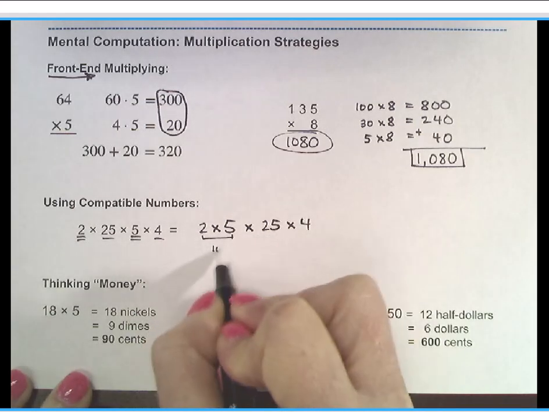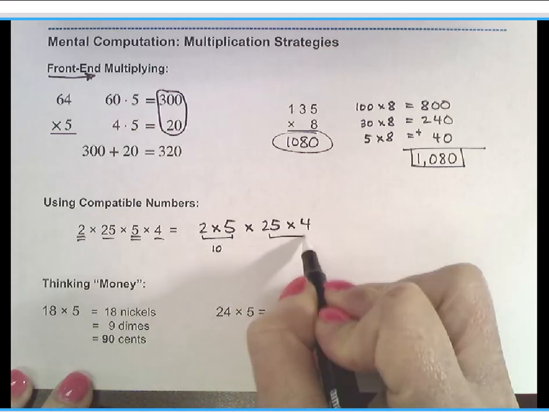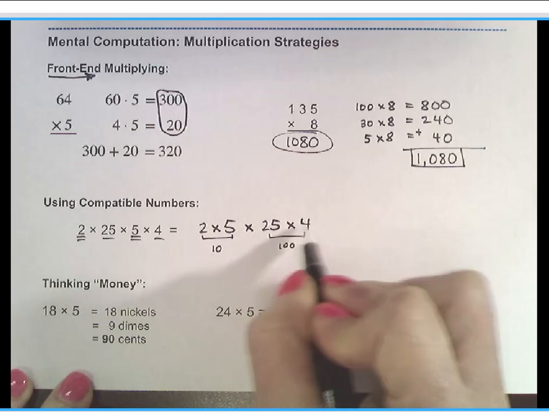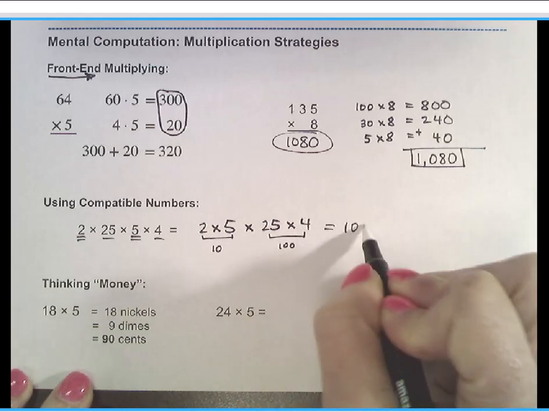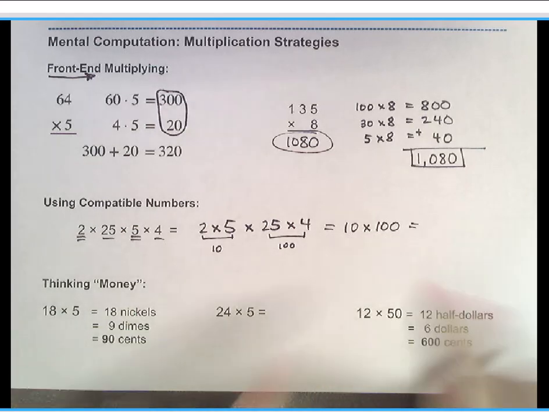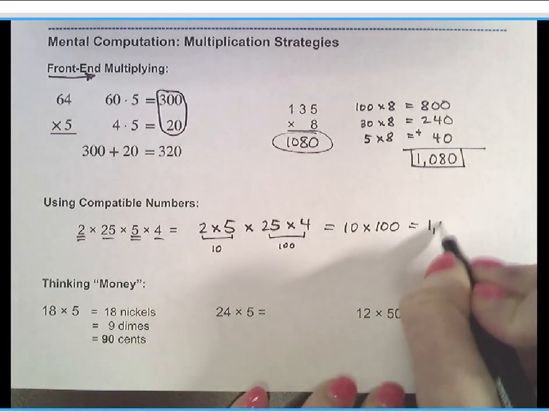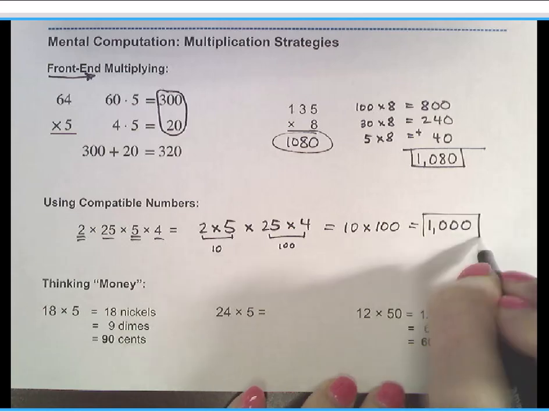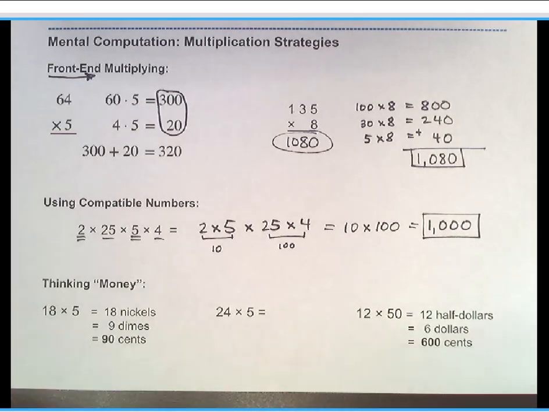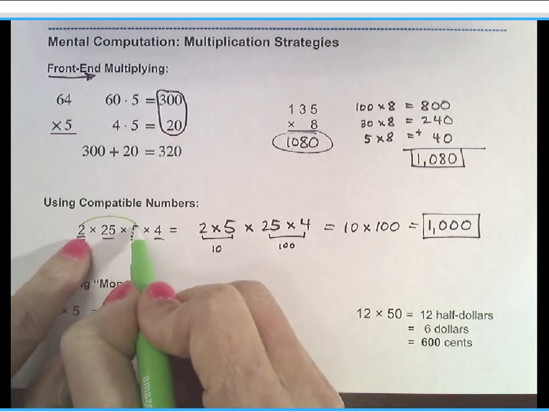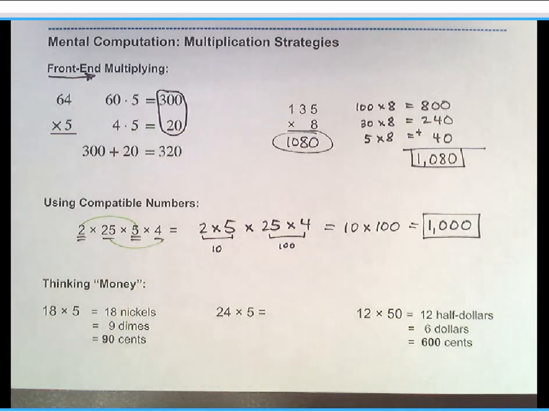2 times 5 is 10. 25 times 4, well, that's 100. 4 quarters, right? That's 100. And 10 times 100, that's easy to do in your head. You see how you have 1 zero and then 2 zeros? The answer has 3 zeros. So if you just change up the order, like if I was multiplying this in my head, I would go, well, this is 10 and that's 100. 10 times 100 is 1,000. And there I just did it in my head.